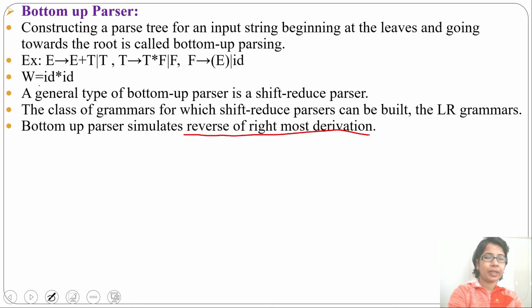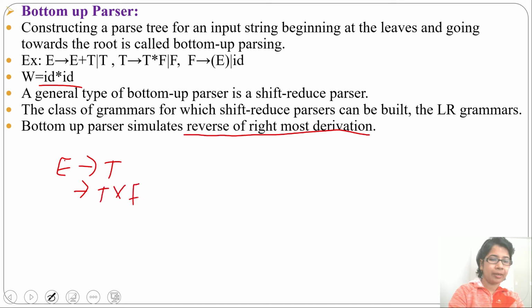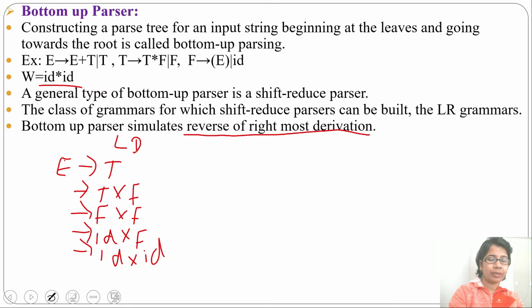Now I will try to generate this ID multiplication ID in leftmost derivation plus rightmost derivation, and I will do the bottom-up. Now I'm just doing the left derivation. From E you can derive T, then from T you can derive T multiplication F, then from this T you can derive F multiplication F, then from this F you can derive ID multiplication F, then from this F you can derive ID multiplication ID. So this is a leftmost derivation.